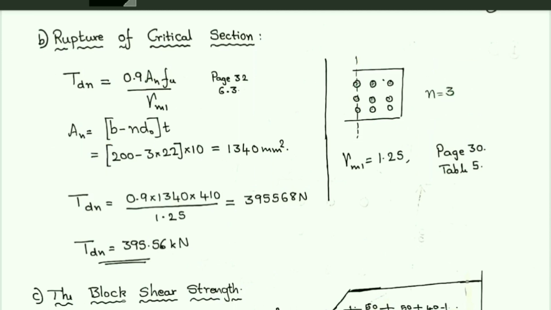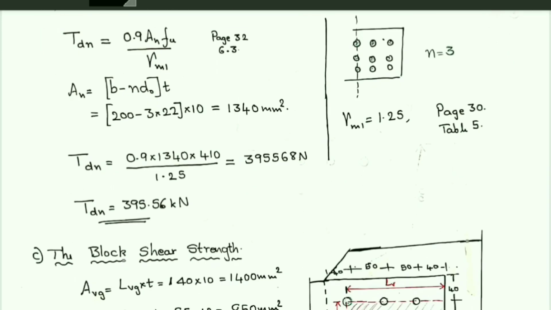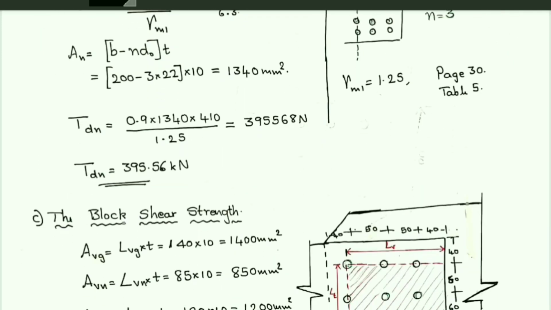It is the same in all the lines. So 3 bolts, so N is 3. D0 is 22 mm. So the net area becomes 200 minus 3 into 22, into 10, the thickness of the plate, that is 1340 mm square, and the rest of the data you will know. By substituting you will get 395.56 kilonewton.